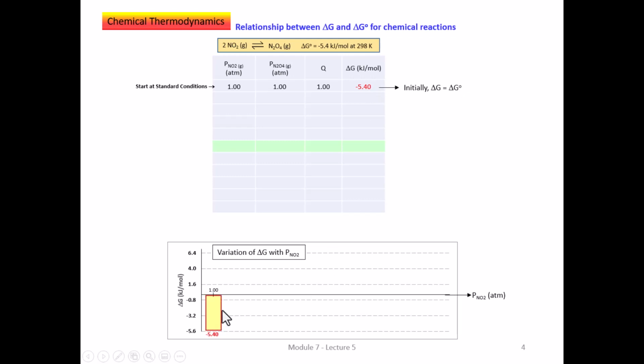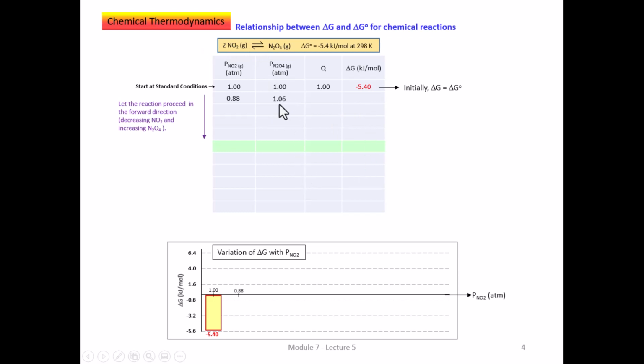And what I've done here on our graph on the bottom is you notice the y-axis is delta G in kilojoules per mole, and it's minus 5.4, and I've marked it with a bar graph here. Let's let the reaction proceed in the forward direction as we go down the table, meaning we're going to decrease the NO2, increase the N2O4, keeping in mind the coefficients of the equation, and then we're going to calculate a Q and a delta G as we go.